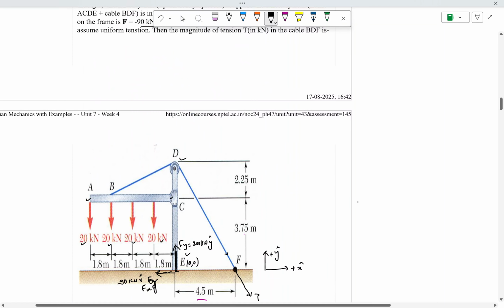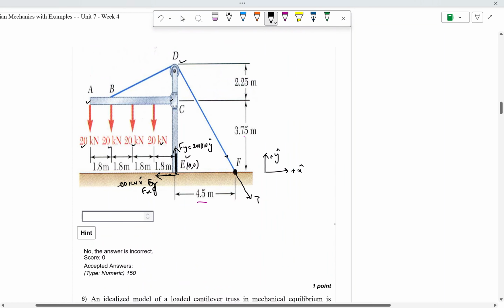So 150 is the correct answer. 150 kilonewton is the answer to the tension T. So this is also solved.